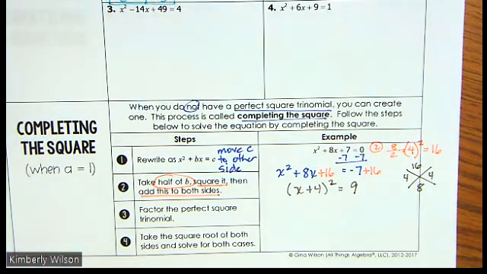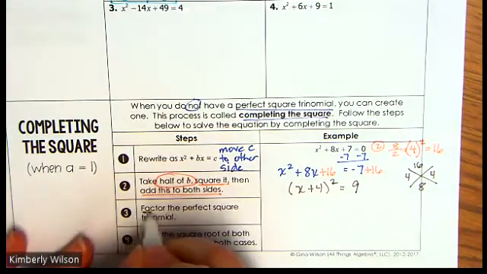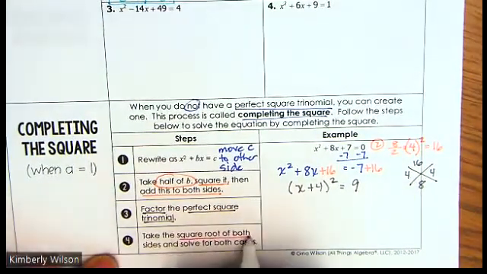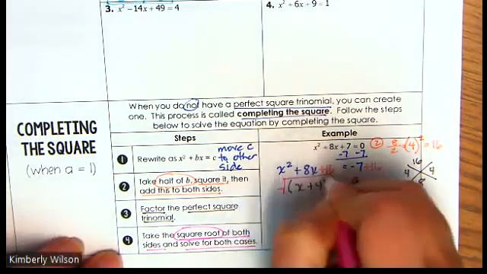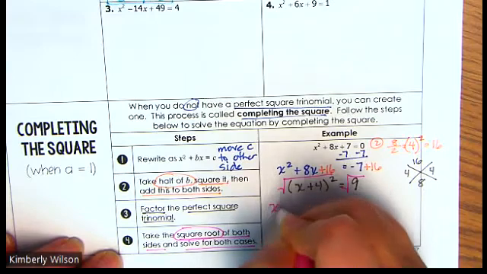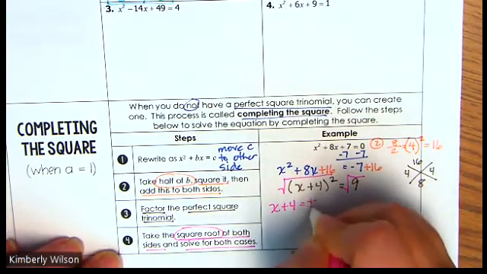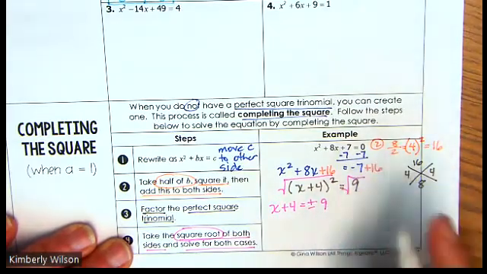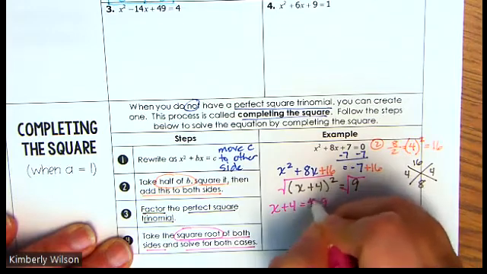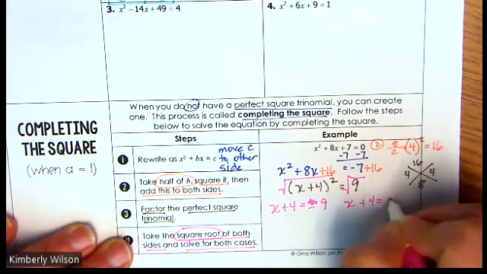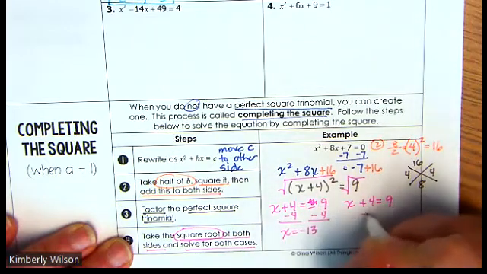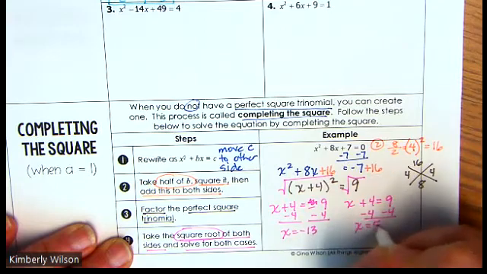Step 3 was to factor the perfect square trinomial. Step 4 is we now take the square root of both sides and solve. Okay, so I take the square root, and that's going to give me x plus 4 equals positive or negative 9, which means I can take this where I would solve each one. So I'll keep this one as the -9, and then I'll make x plus 4 equals positive 9. Now I solve both, so I'm going to subtract 4, and I get x equals -13. Subtract 4, and I get x equals 5.